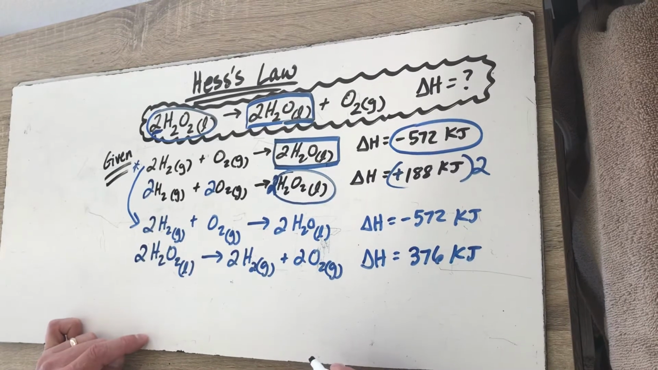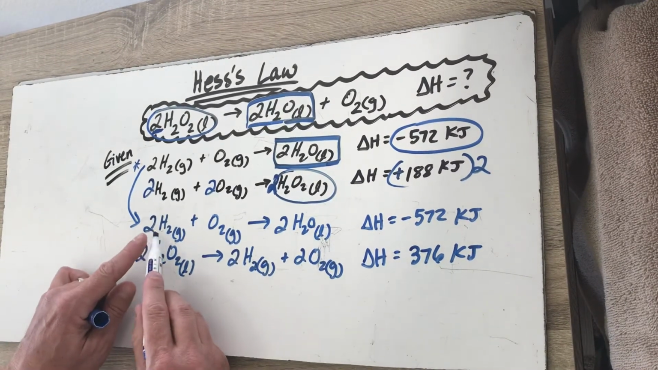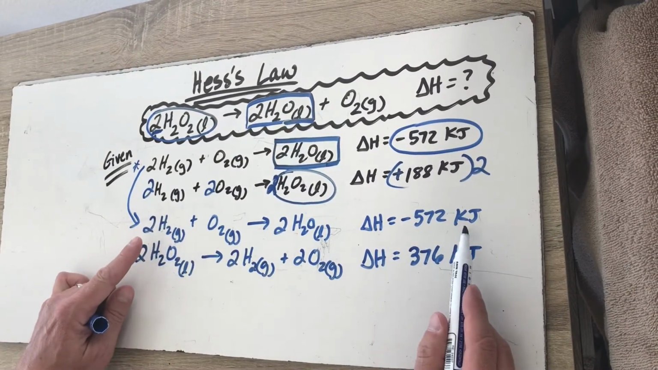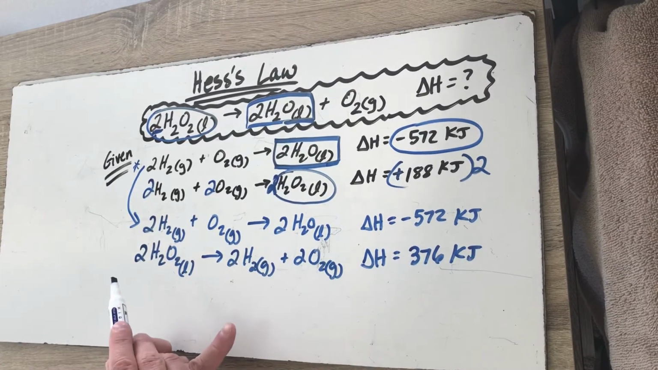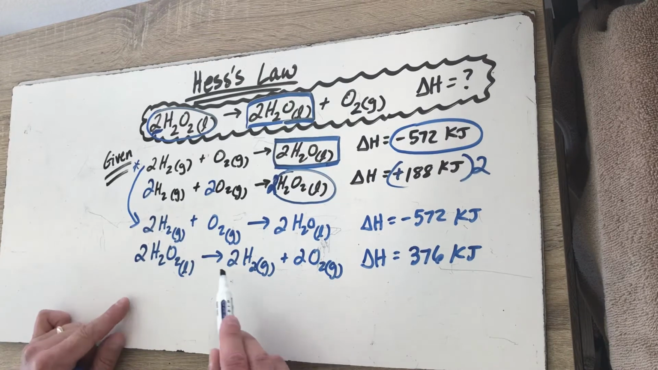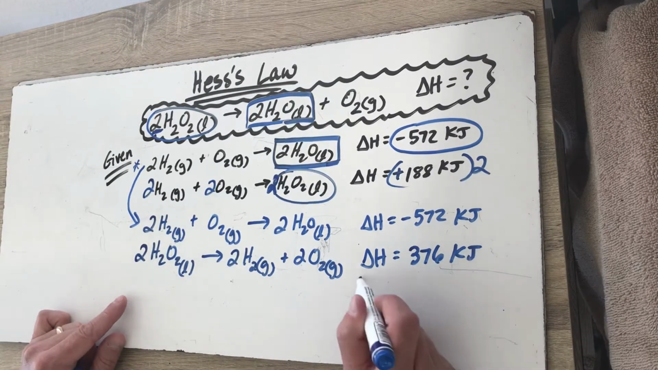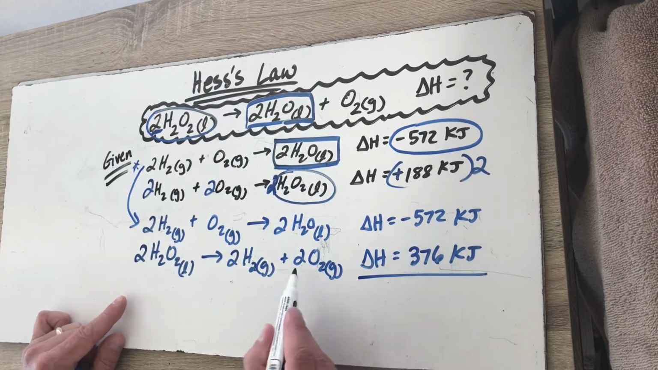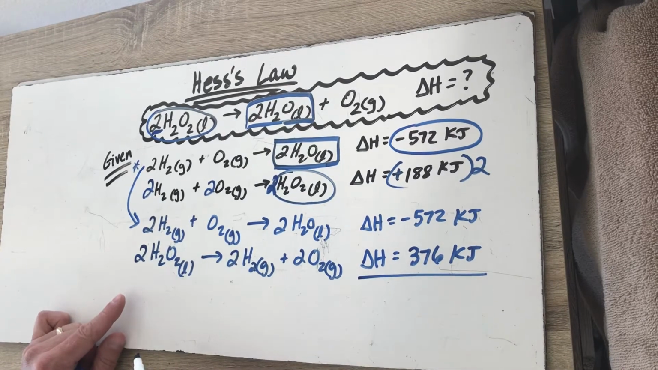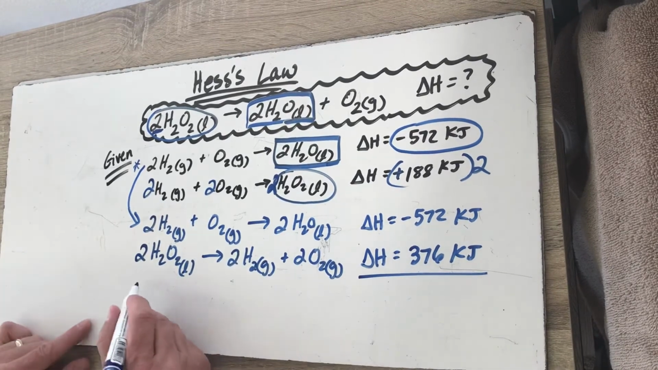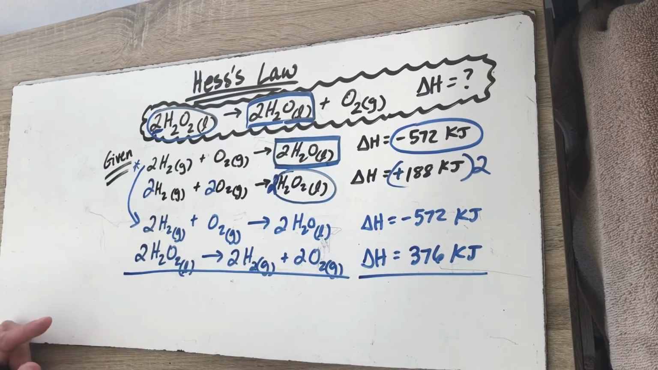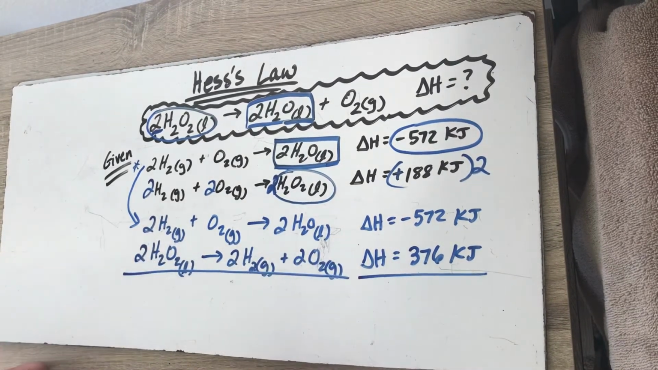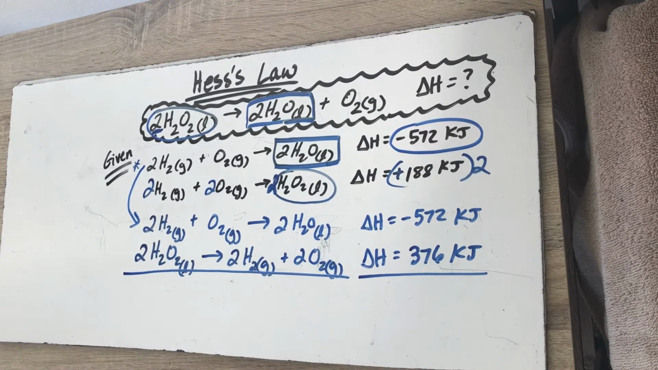kilojoules. So to reiterate, I wrote the first equation exactly the way it was because I didn't really need any changes to happen. I wrote the second equation flipped, reversed, and doubled, and then I made sure that that energy amount reflected these changes that I produced over here. Now, you sort of have to look ahead and see where it's going. We should be able to add these 2 equations together. So let's see what happens when I do that.